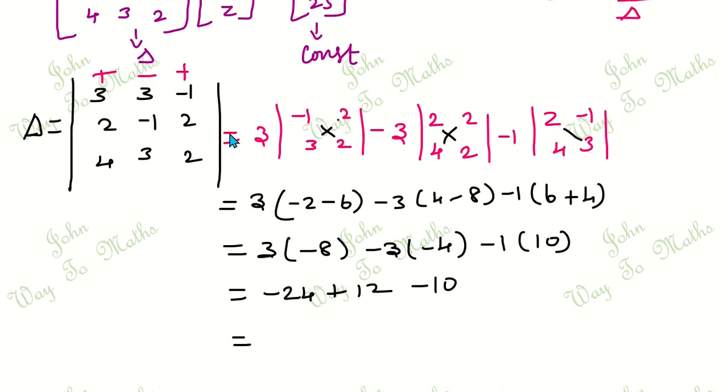The minus values I am going to add. Minus 24 minus 10 becomes minus 34, here plus 12, which is equal to minus 34 plus 12 becomes minus 22 is the answer for delta.